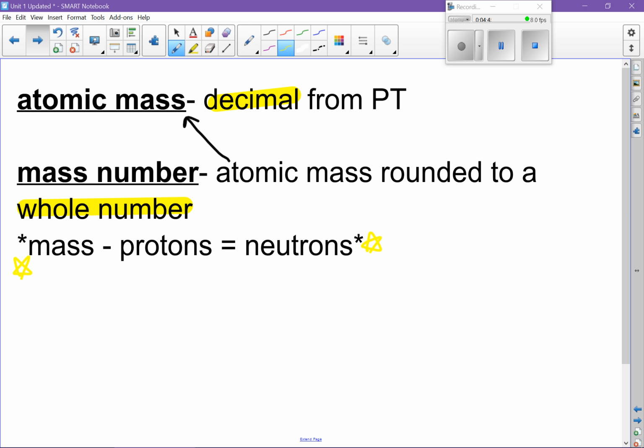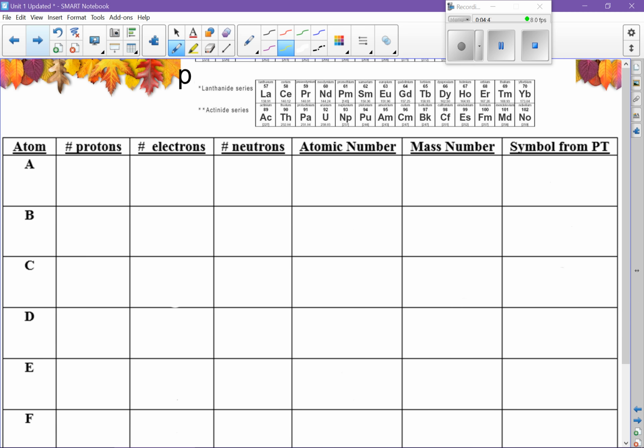Alright, let's do some practice with this. If you look at the little nuclei that you have on your paper, what I want you to do first is just do some counting. On your paper, you've got the number of protons and you've got the number of neutrons. So I just want you to go through and count how many protons and neutrons you see in each atom, and just fill in those two columns that I've highlighted first.